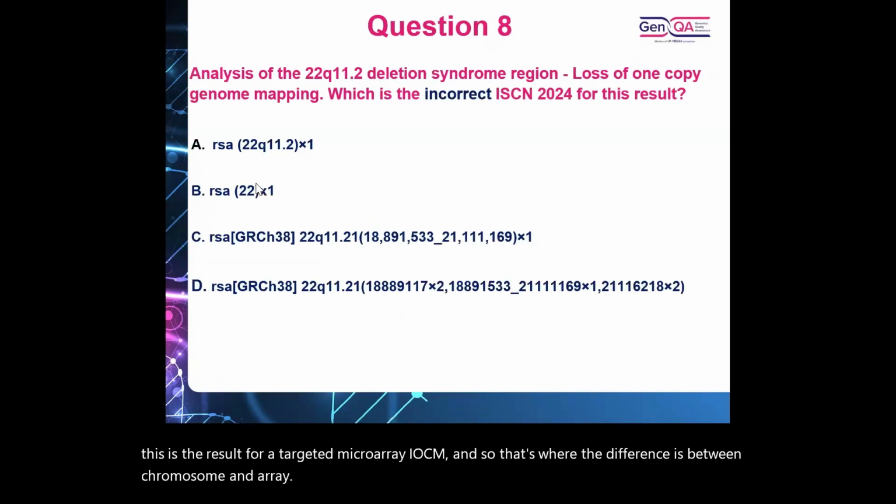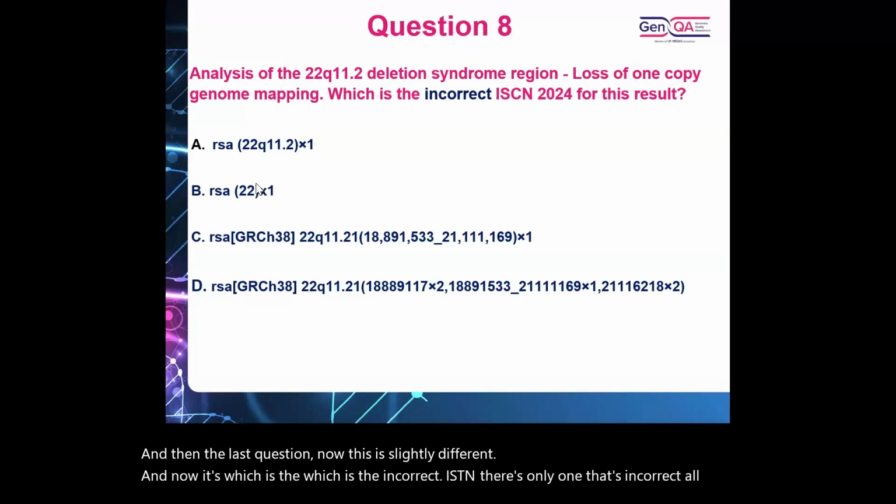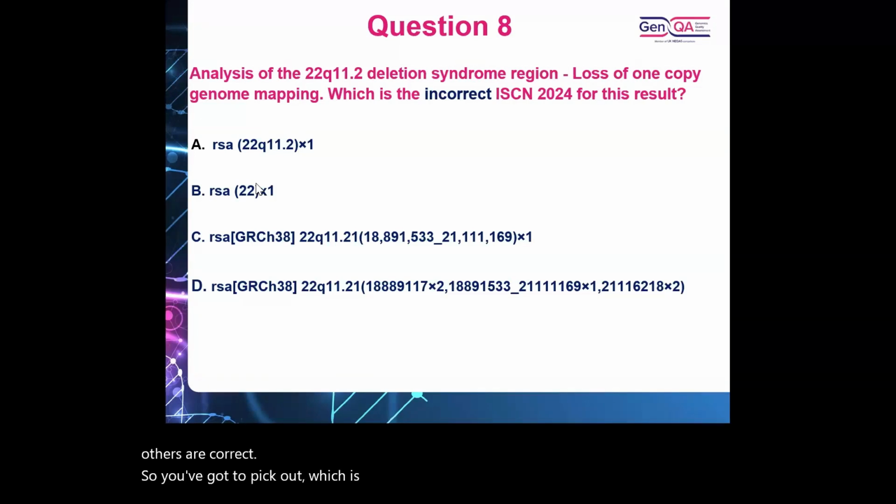And then the last question, now this is slightly different. Now it's which is the incorrect ISCN. There's only one that's incorrect. All the others are correct. So you've got to pick out which is the incorrect result. So this is for an array.